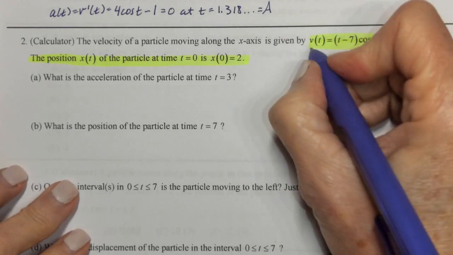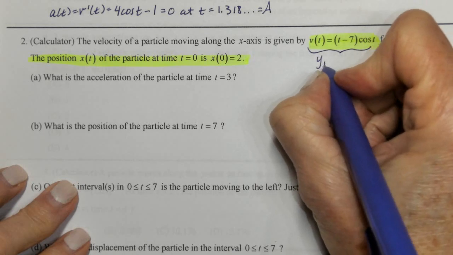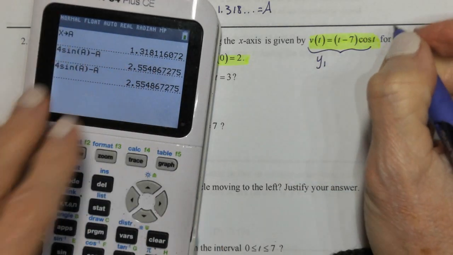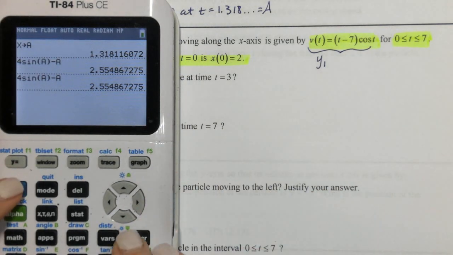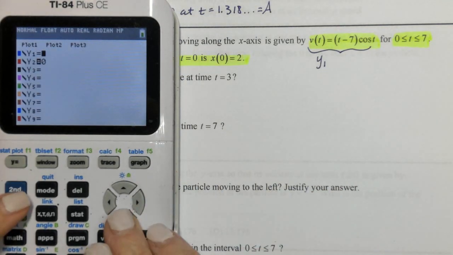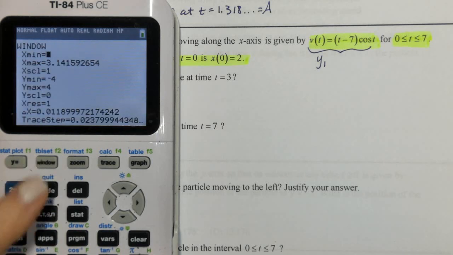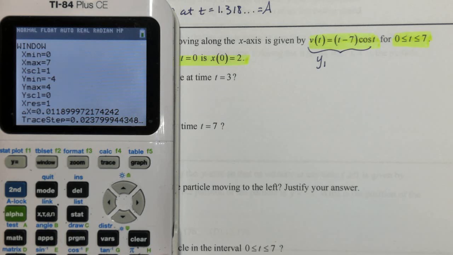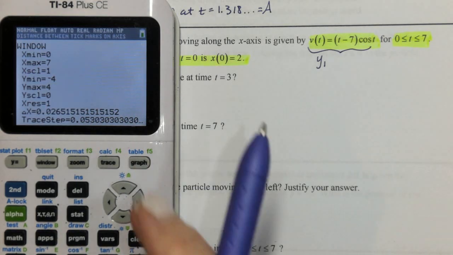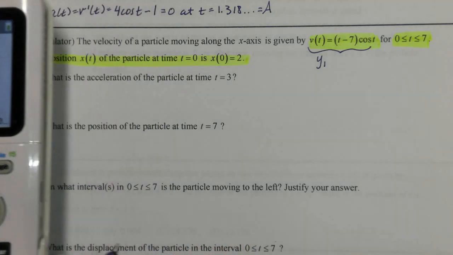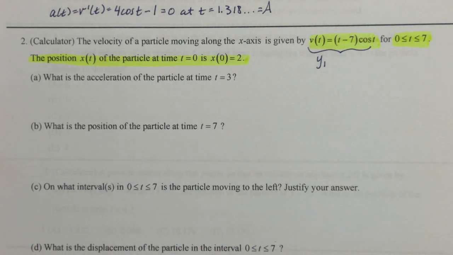Okay, I'm going to begin by putting this in for y1. So I'm going to go to my calculator. I suggest you do that as well. If they give me a complicated equation, not that it's that complicated, I'm going to put that in for y1. So x minus 7, where x is my time, cosine of x. And then for my window, I'm going to set that up, 0 to 7. I don't know what my y min and y max need to be, so I'm just going to leave it negative 4 to 4.